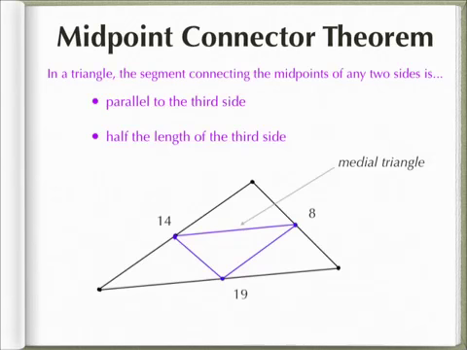Ready? We know that this side is parallel to this side because of the midpoint connector theorem. Thank you, midpoint connector theorem. That's what tells you they're parallel. Now that I know 2 sides are parallel, how do I know it's a trapezoid? Because both the bases are parallel. And that's what a trapezoid is, right? So I justify it by saying the definition of a trapezoid. Perfect.